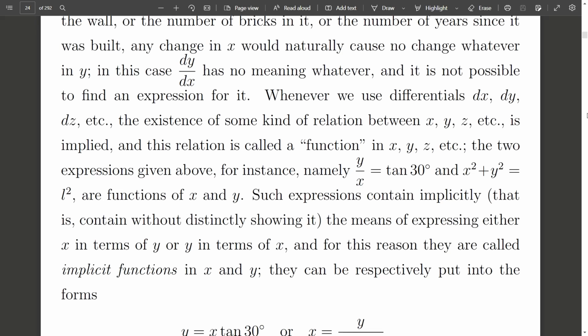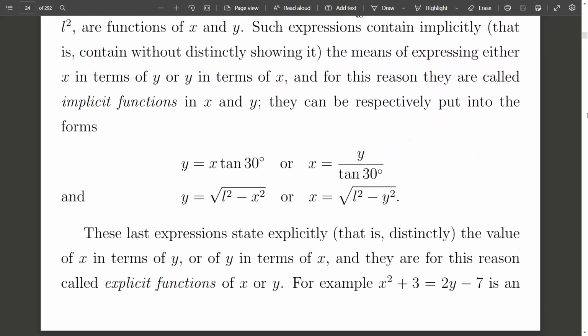Such expressions contain implicitly, that is, contain without distinctly showing it, the means of expressing either x in terms of y or y in terms of x, and for this reason they are called implicit functions in x and y. They can be respectively put into the forms y is equal to x tan 30 degrees or x is equal to y over tan 30 degrees and y is equal to the square root of L squared minus x squared, or x is equal to the square root of L squared minus y squared.